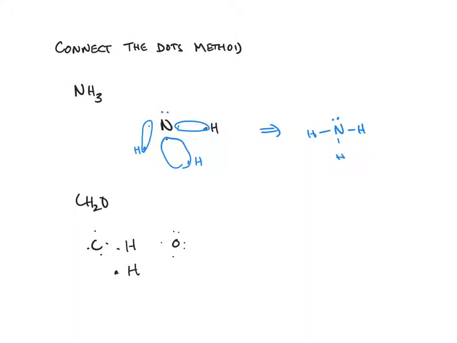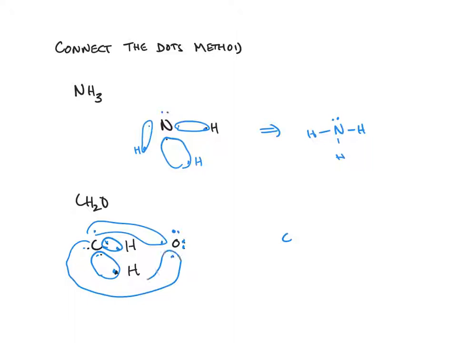If we look at CH2O, carbon has 4 valence electrons, so 1, 2, 3, 4. Each hydrogen has 1. Oxygen has 6, so 1, 2, 3, 4, 5, 6. If I'm going to draw this with the connecting the dots method, I'm going to put carbon in the middle. I'm going to connect 2 of these unpaired electrons to hydrogen, and 2 to oxygen, and I'm going to end up with a structure that looks like this, where I have the 2 hydrogens there, a double bond to an oxygen, and then the 2 lone pairs on the oxygen like that. And this method is fine.